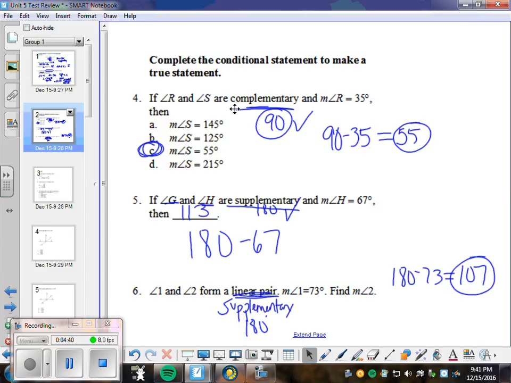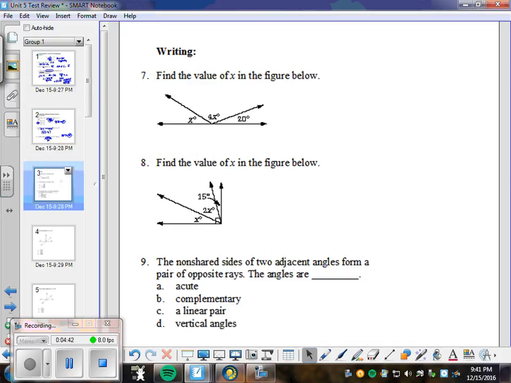Okay, that's 4, 5, and 6. I know I go fast, so if you need to have it paused, remember you can pause it, rewind it, whatever you need. Pause it there so you can copy it down.